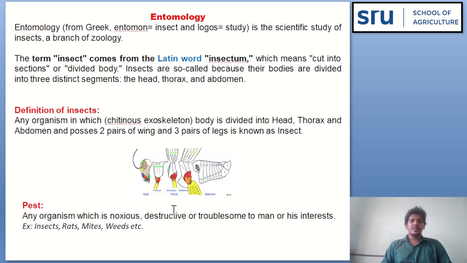Then what is a pest? Any organism which causes damage to man or his interest is a pest, or any organism which is noxious, destructive, or troublesome to man or his interest is a pest. Insects, rats, mites, weeds, these are all examples of pests.